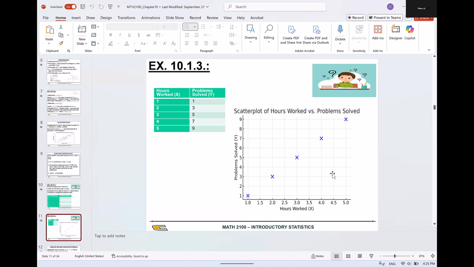So from the scatter plot, it translates the data from a table to a visualized way, and it's effective in the sense that at least from here you can see the trend clearly, right? The more hours Brandon works on the problems, the more problems he will be able to solve, which does make sense, right?